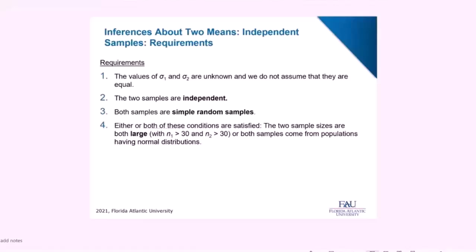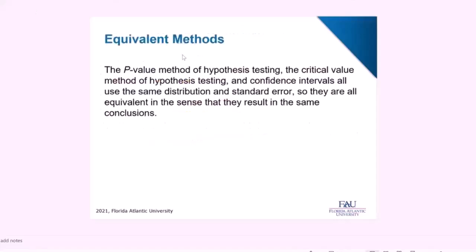Our requirements: the values of sigma 1 and sigma 2 are unknown, and we do not assume they are equal. The two samples are independent. Both samples are simple random samples, and either or both of the following conditions are satisfied: the two samples are both large, n1 and n2 are both greater than 30, or both samples come from populations having normal distributions.